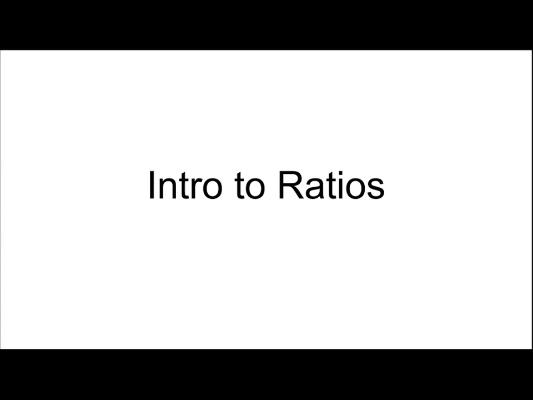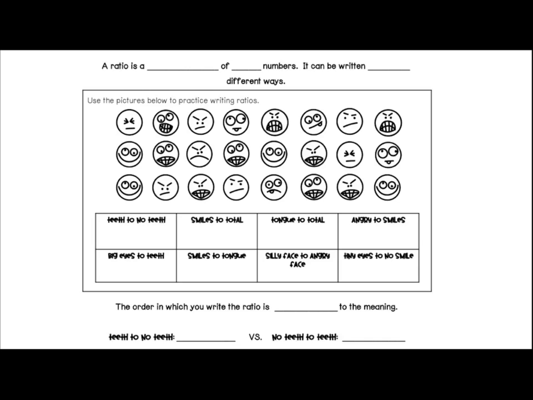Let's begin talking about ratios. So a ratio is a comparison of two numbers. Okay? It can be written three different ways. Those three different ways are we can use the word "to," you can use a colon, which are those dots, one dot on top, one dot on the bottom.